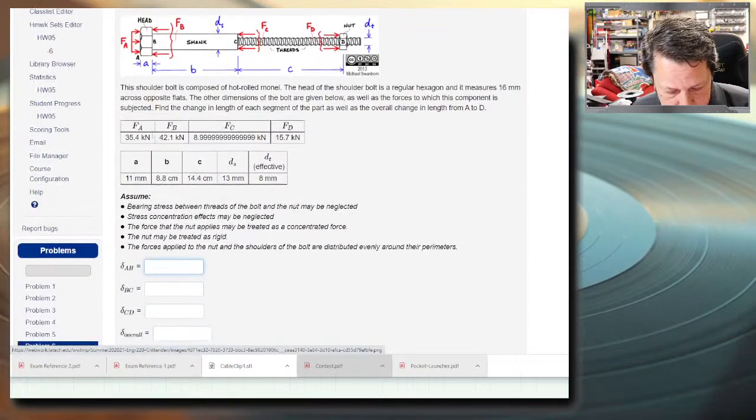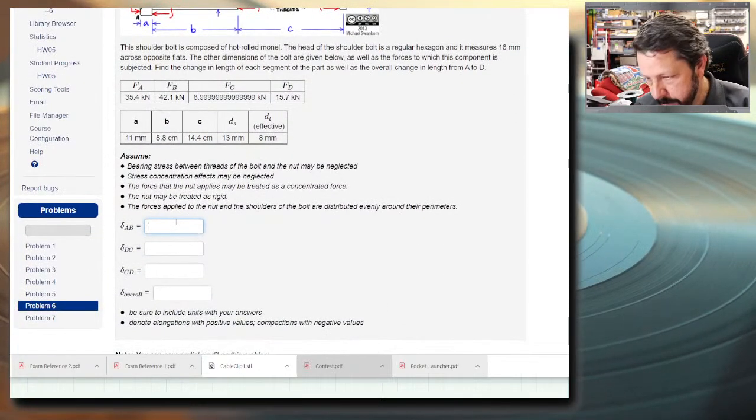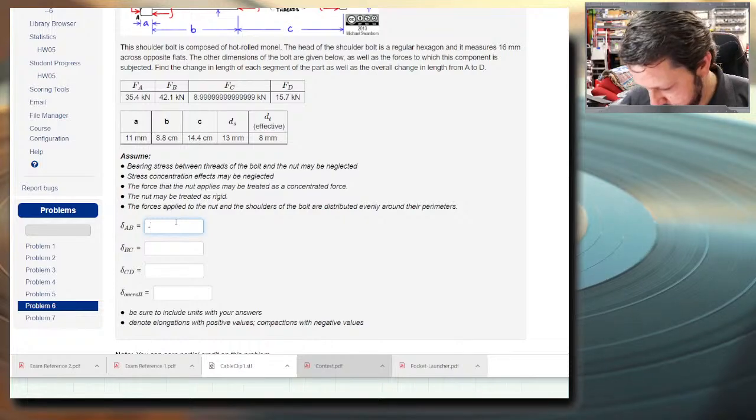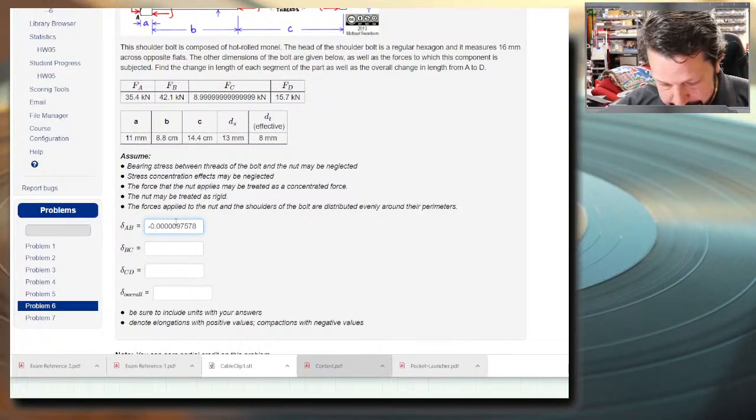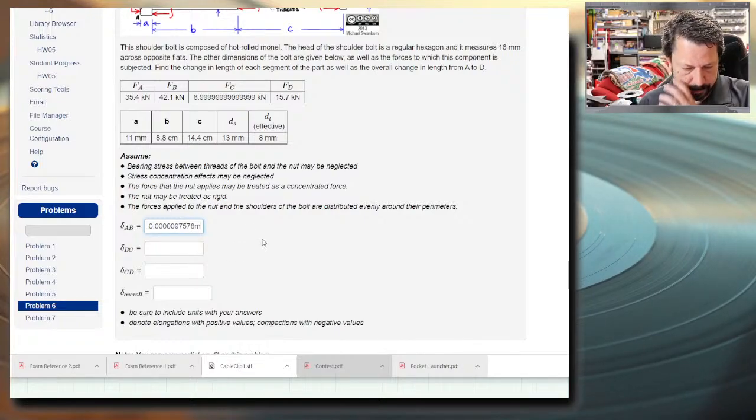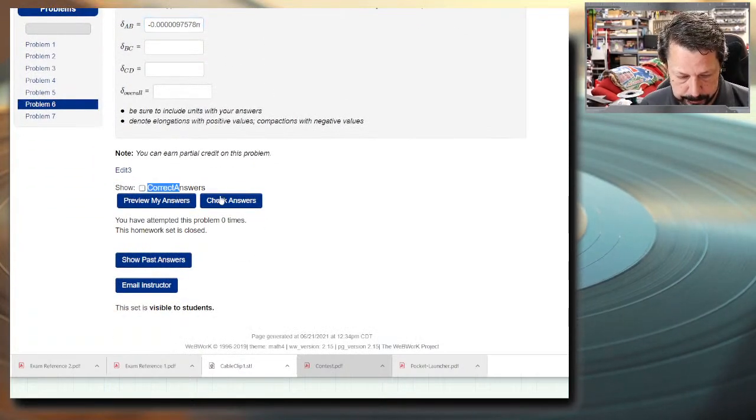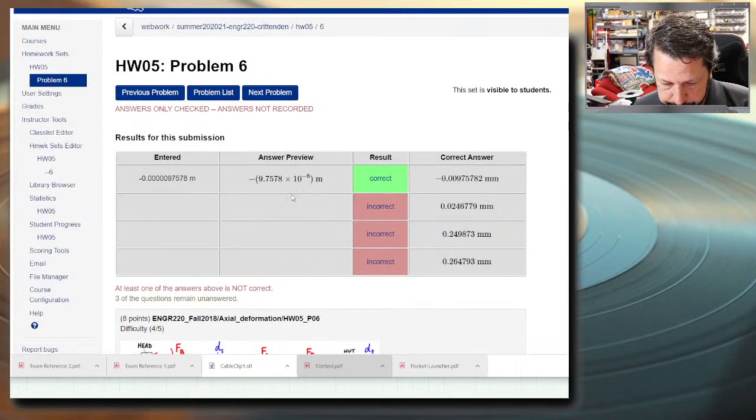Section AB, that's this first one. So it wanted negative 0.123459758 meters. See if we're anywhere near what it's wanting. Oops, I don't want to show the correct answers there. Hey, we got it right. They had it in millimeters for their default answer. We just put it in meters.